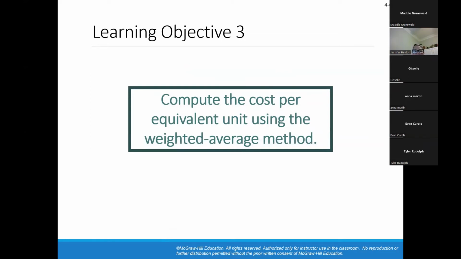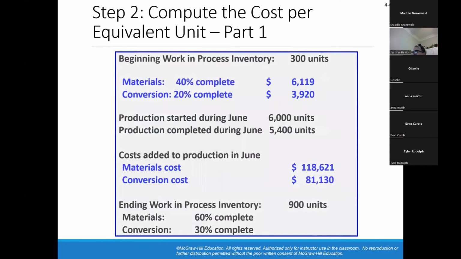All right, so now we're going to compute the cost of the equivalent unit using the weighted average. So now we're looking at the cost. Here's some new information in blue. The beginning work in process was 300 units. It's telling you your 40% and your 20% for your materials and conversion. But now it's adding in what the cost was. We had a beginning cost of materials of 61.19 and a conversion cost of 39.20.